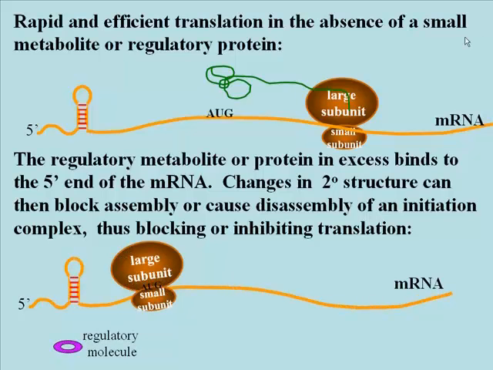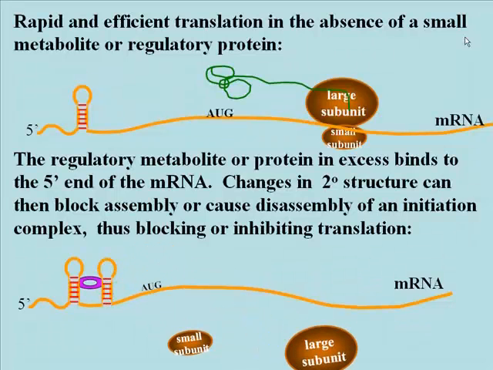Regulatory small metabolites, or regulatory proteins, if present in sufficient concentration, recognize and bind to the 5' end structure of the messenger RNA that is trying to be translated. If they bind, assembly of the initiation complex is prevented, or the initiation complex, together with its large ribosomal subunit, is broken down, aborting translation.